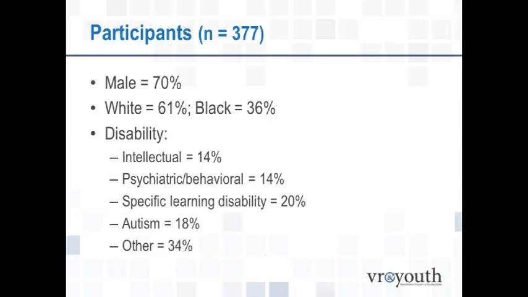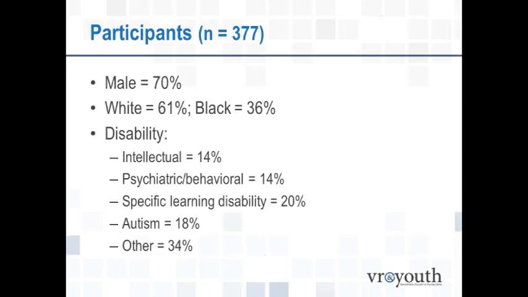Ethnicity, 61% were white, 36% black, and then the rest were other. And then by disability, you can see that we had a pretty fair distribution across various disability types. 14% of the participants had an intellectual disability, 14% had psychiatric or behavioral disabilities, 20% had specific learning disabilities, 18% had autism, and then 34% with other disabilities of various other kinds.